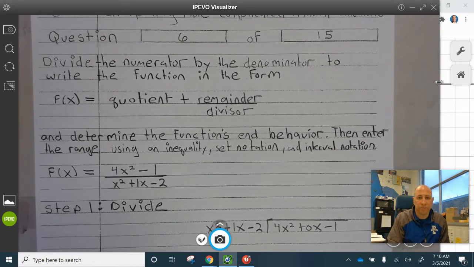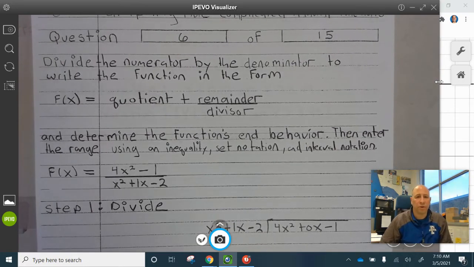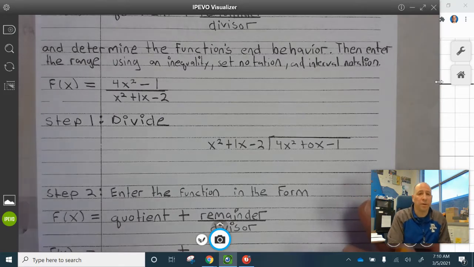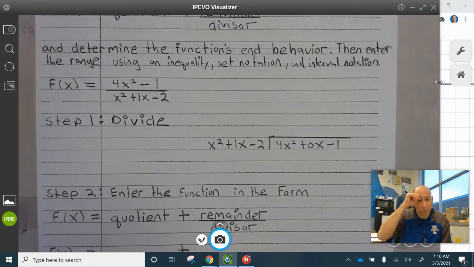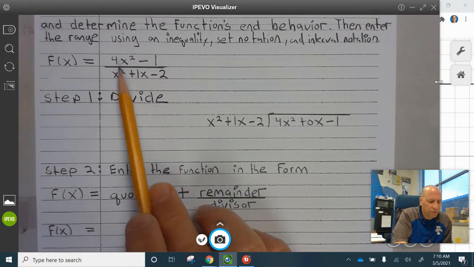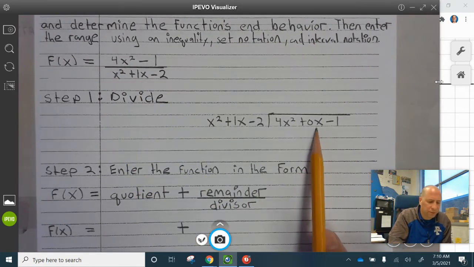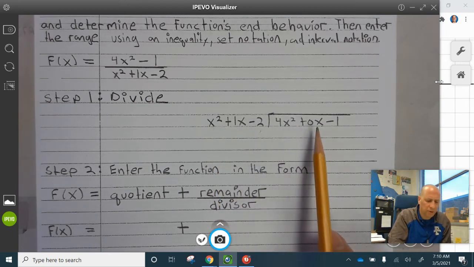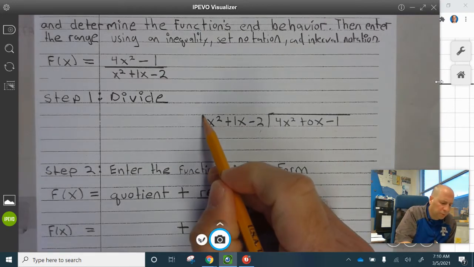Question 6 of 15. Divide the numerator by the denominator to write the function in the form of f of x equals quotient plus remainder divided by divisor, and determine the function's end behavior. Then enter the range using inequality notation, set notation, and interval notation. So f of x equals 4x squared minus 1 divided by x squared plus x minus 2, and we're going to divide. You'll notice that this is 4x squared minus 1, but I've added the 0x because this has to have x squared, x, and a constant, and this has to have the x squared and x and a constant. So put a 1 here.